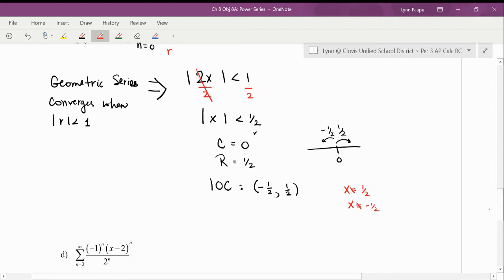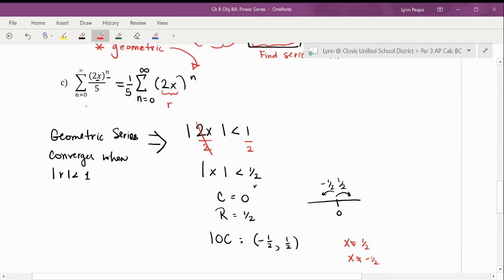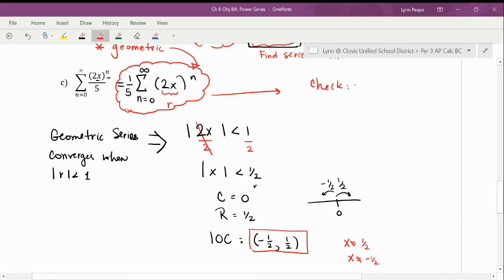So the original series, let's take a look right here. If I were to choose any number between -1/2 and 1/2, I would get a series that converges. So let's just check and make sure that we have that idea. There's a 1/5 here, n equals 0 to infinity.